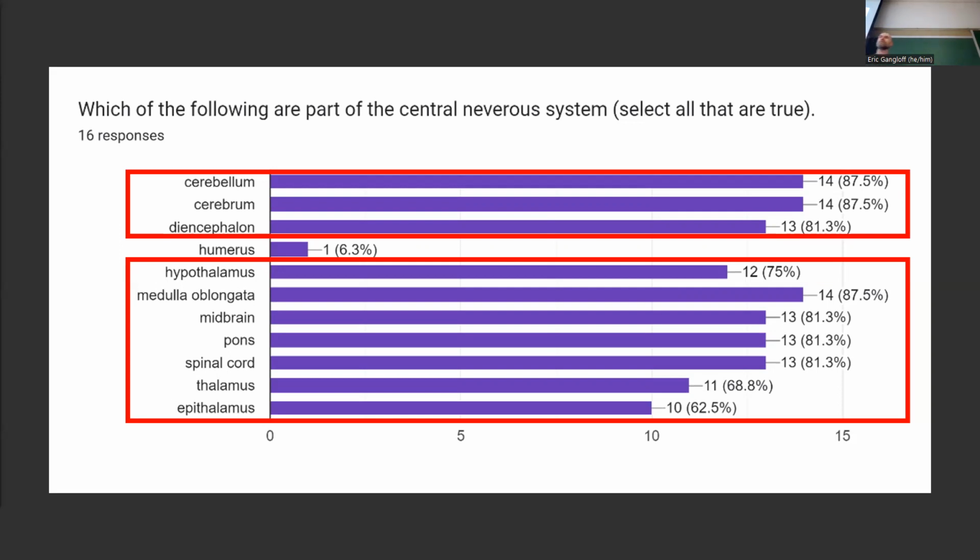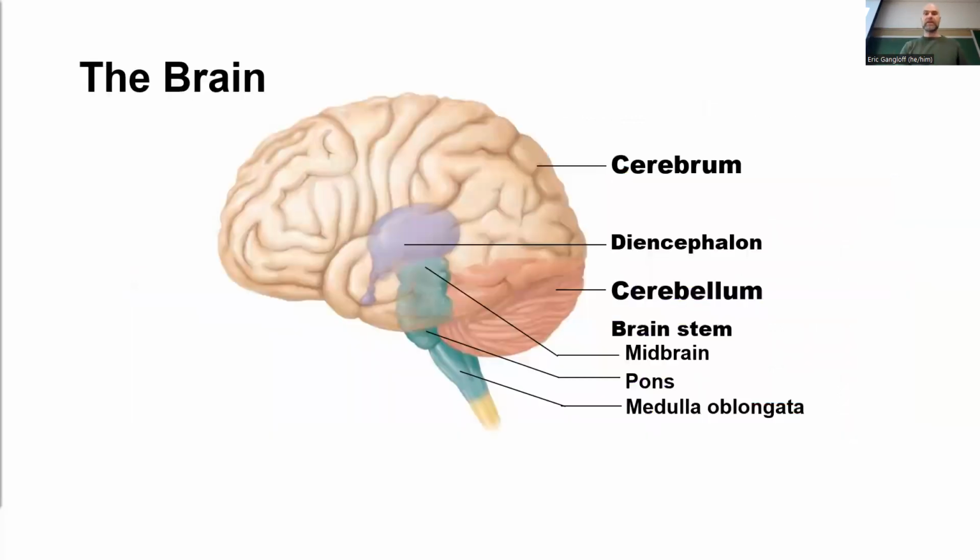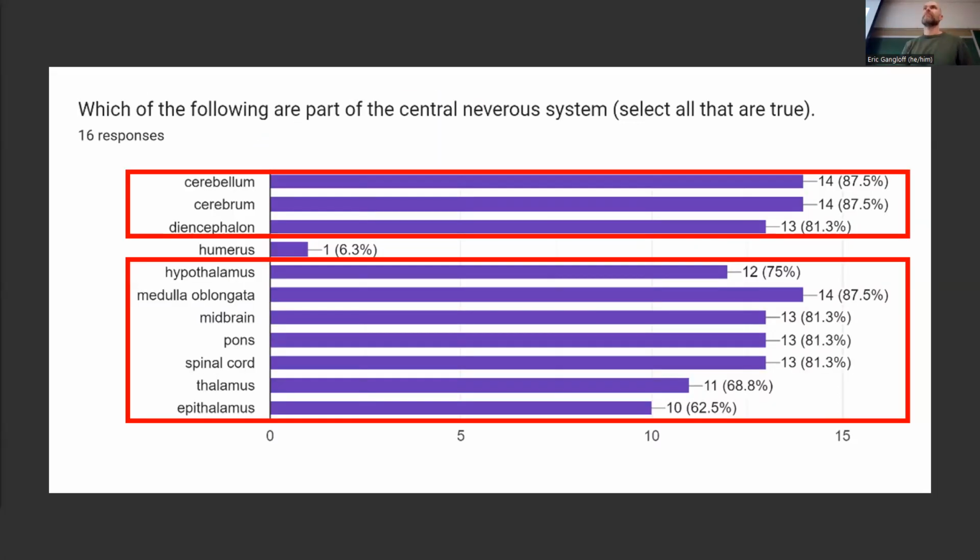Now, I know we haven't talked about some of those parts of the brain in detail yet, but I have kind of introduced you to them, and you've seen this diagram a bunch of times. So make sure you know that everything on here, except for the humerus, is part of the central nervous system. Some of these we didn't talk about in detail. You know, the thalamus we didn't get to yet, and that's okay, but we'll talk about that today.